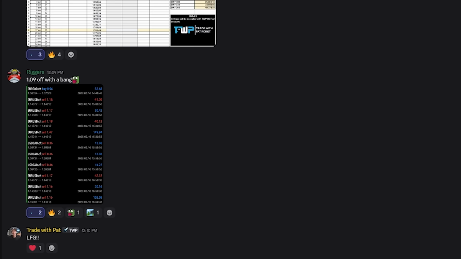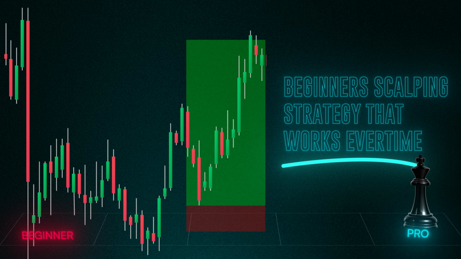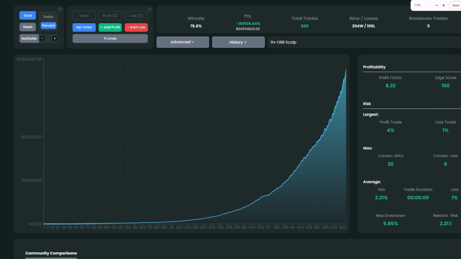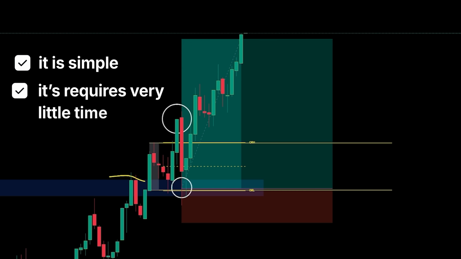I've been trading for 17 years, and honestly, my favorite part of trading isn't my own success anymore, it's seeing the success of my trading community. So today, I'm going to be showing you a beginner scalping strategy that I've personally backtested 500 times. This is the exact model that many of my community members use to pass prop firms and trade their own accounts. The best part, it's simple, it takes very little time, and it only requires 3 steps.